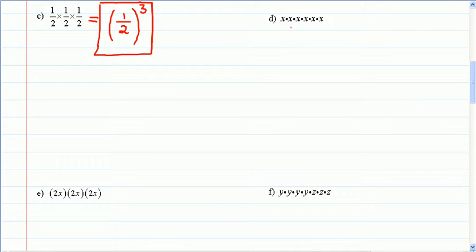For part D, I have 6 x's. That means that x is the base, and the exponent is 6. So the product of these 6 x's is x to the 6th, or x to the power of 6.